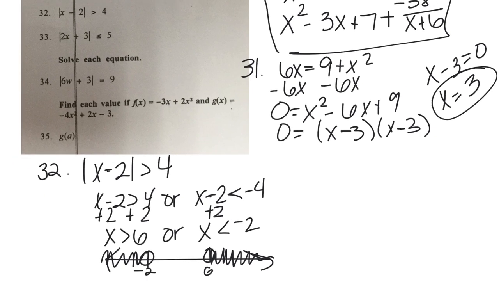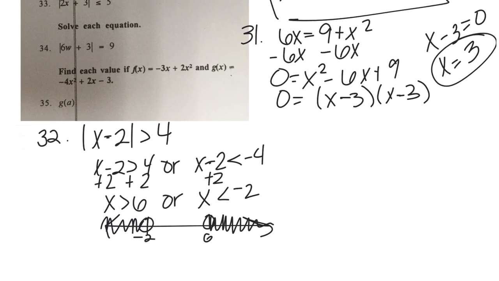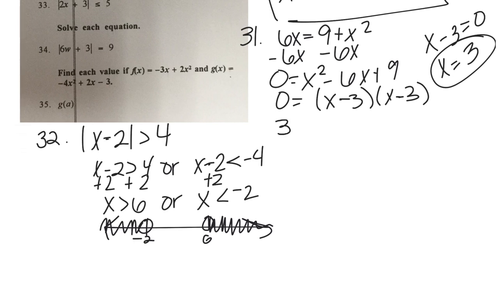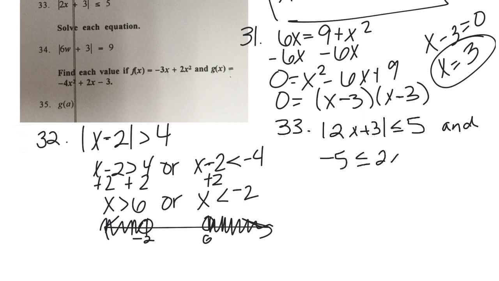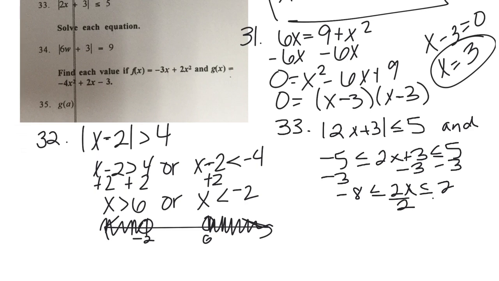Okay, number 33. Let's make a little bit more room here. The absolute value of 2x plus 3 is less than or equal to 5. Less than is an and, so it's negative 5 less than or equal to 2x plus 3, less than or equal to 5. And we'll subtract 3. Negative 8 less than or equal to 2x, less than or equal to 2. Divide by 2. And negative 4 less than or equal to x, less than or equal to 1.